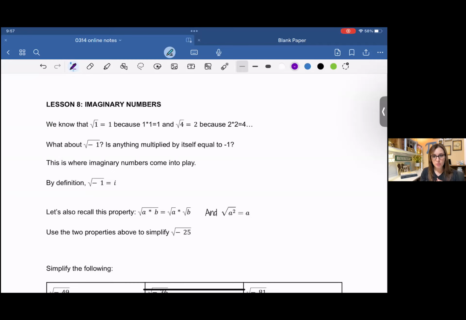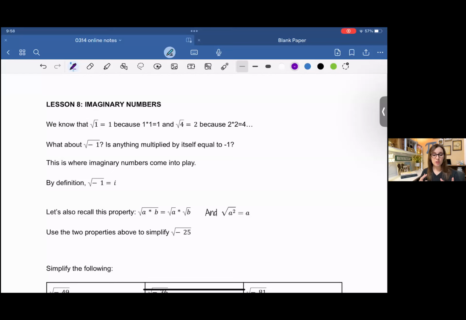We also have some properties that we've looked at before, where the square root of a times b is equal to the square root of a times the square root of b. And this one I added in because I forgot it in the notes, so make sure you add this to your notes if you're using the same ones: the square root of a squared is a, because one of the two equal factors is a. We're going to use those two properties to simplify the square root of -25.